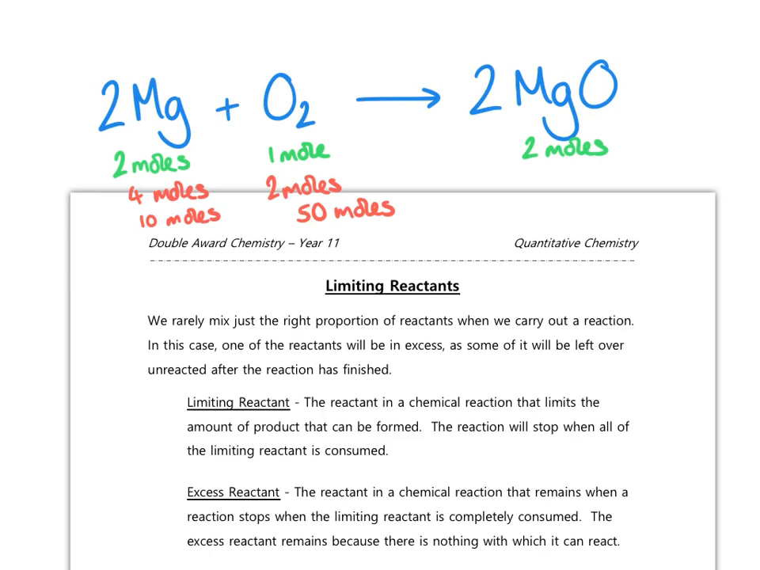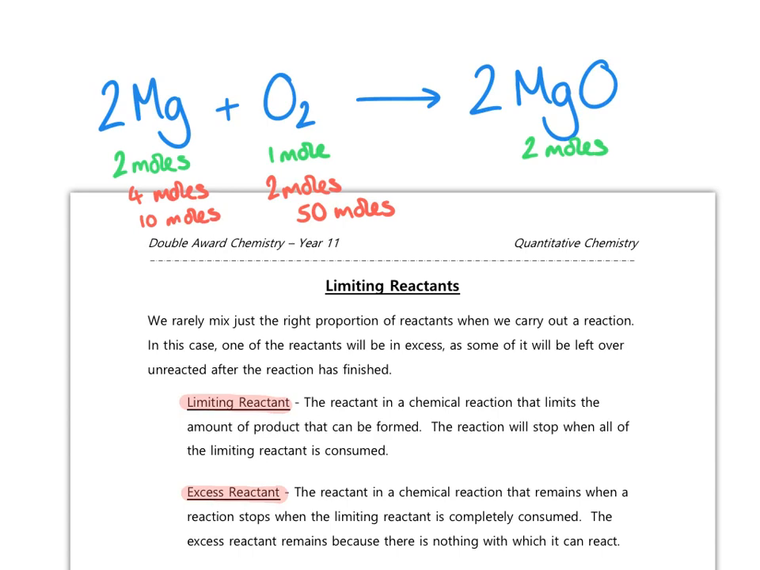I am using 50. So unless we mix our reactants in exactly the right proportion, there will always be what we call a limiting reactant and an excess reactant. So the limiting reactant is the reactant which essentially stops the reaction happening at some stage. It's the one that limits the reaction from going any further.